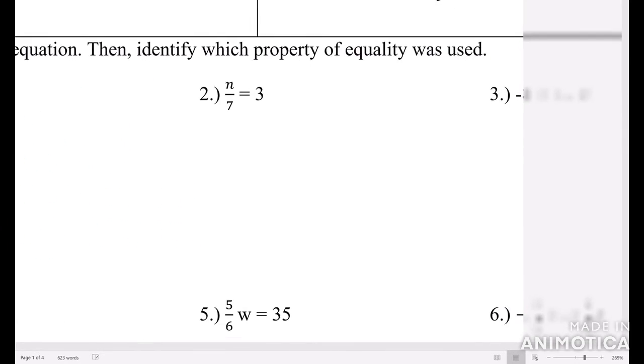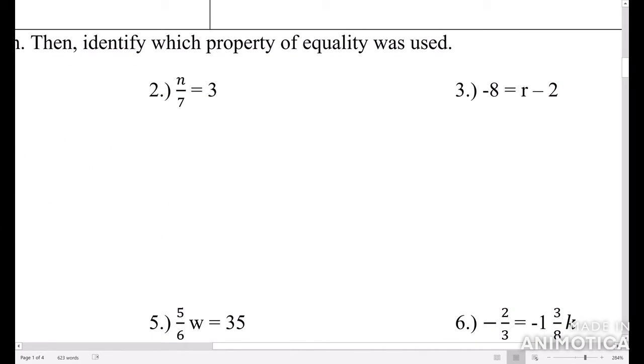Alright, our next one. We've got n over 7, or n divided by 7, equals 3. I want to undo whatever's being done to the variable to isolate it. So it's being divided by 7. So to get rid of division by 7, I'm going to multiply by 7 on both sides. So I'm multiplying that whole thing by 7.